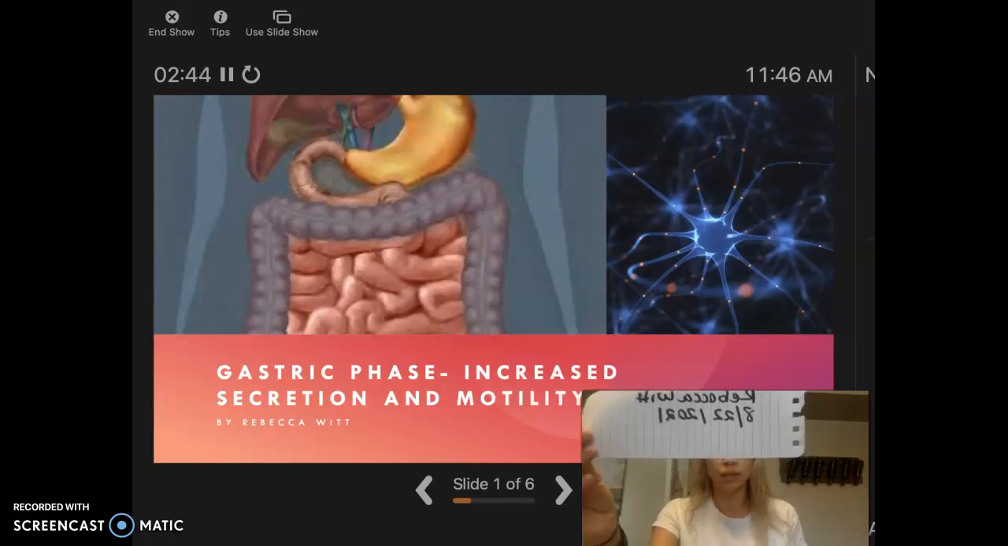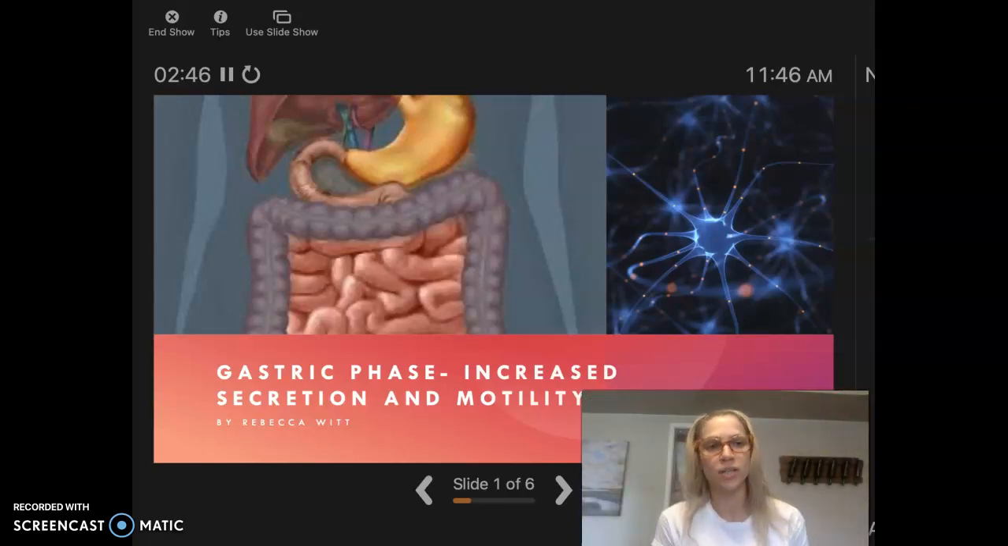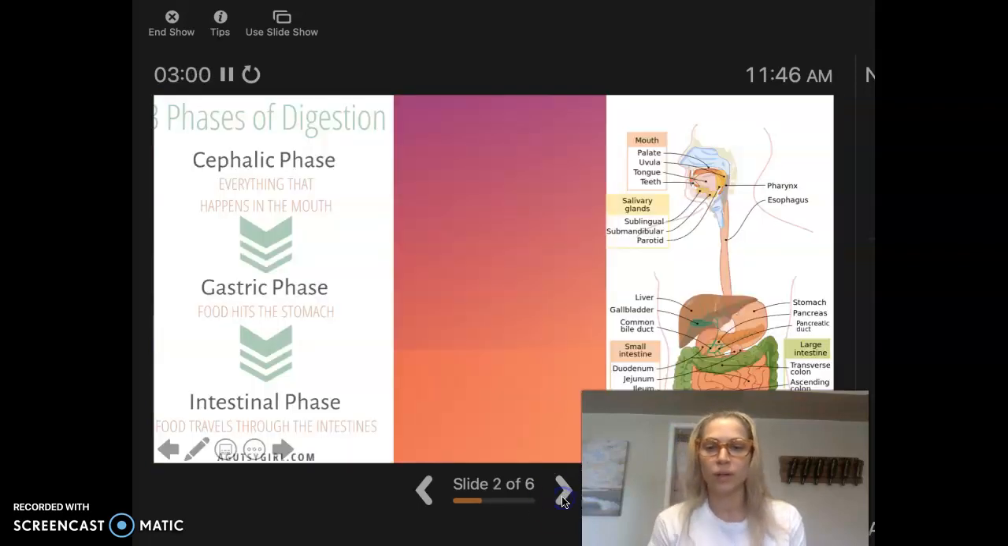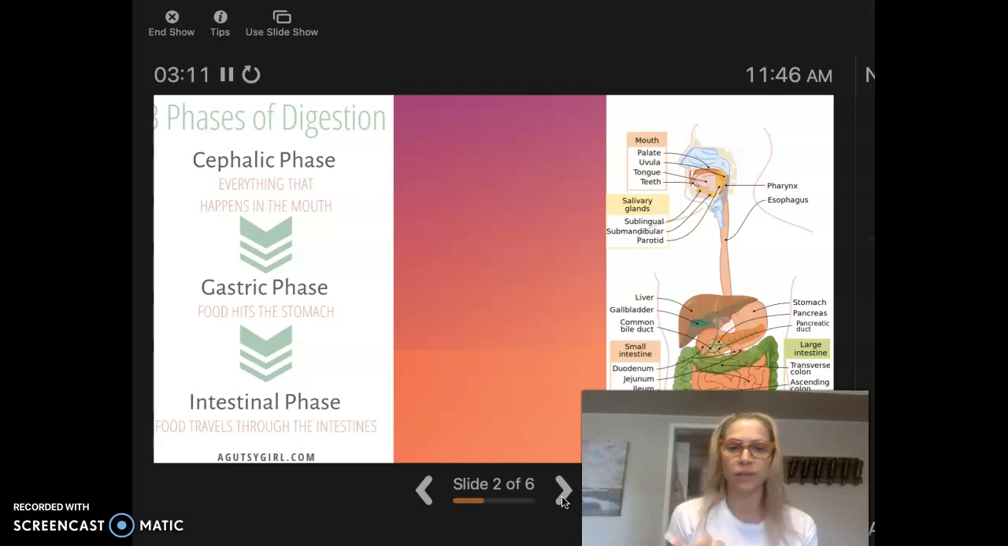As you can see, my choice for coordination and control of digestion regulation is the gastric phase, which is really the increased secretion and motility of the food in the stomach going to the last phase. But first, we need to understand that digestion is under the enteric nervous system, which is a large division of the peripheral nervous system. It can control behavior independently from our central or CNS input, like it almost has its own brain.